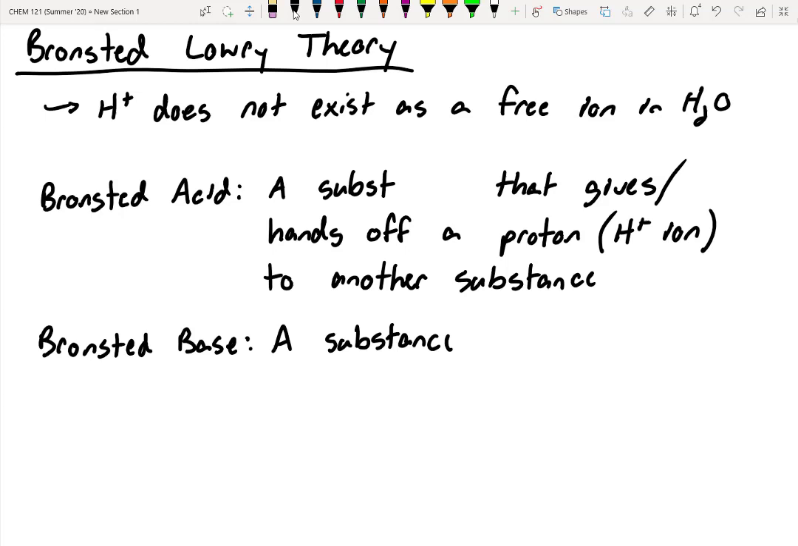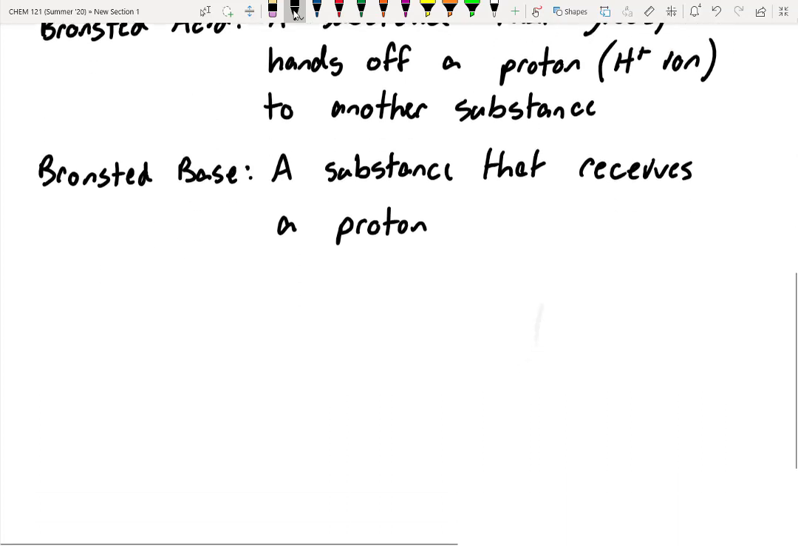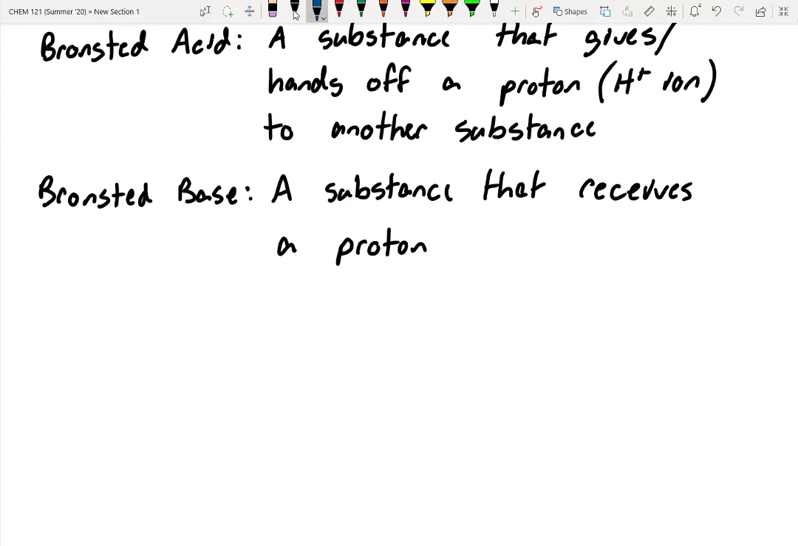Oops, I totally misspelled that. That receives a proton. All right, so this is still describing protons, but it's just saying that they're handed off, they don't exist as free-floating or solvated ions. So let's take a few examples of this.